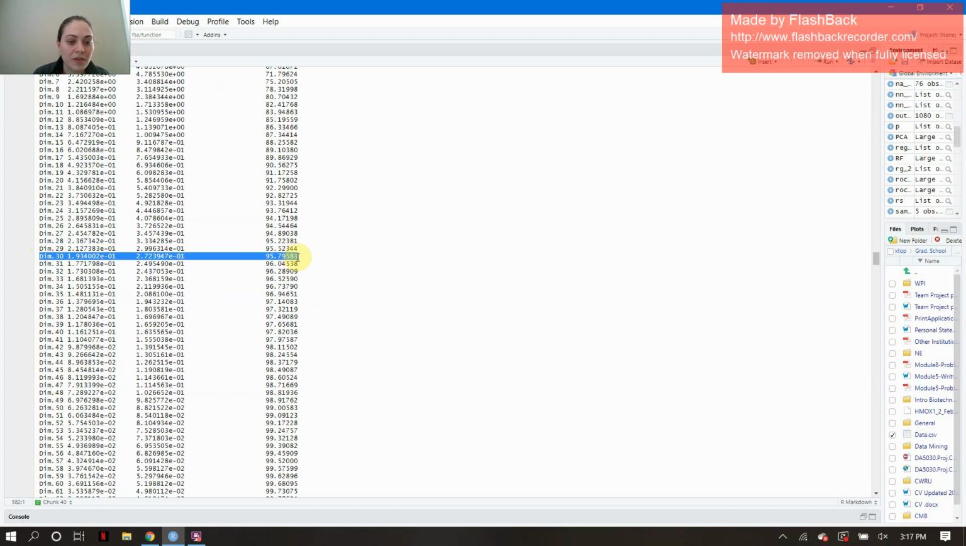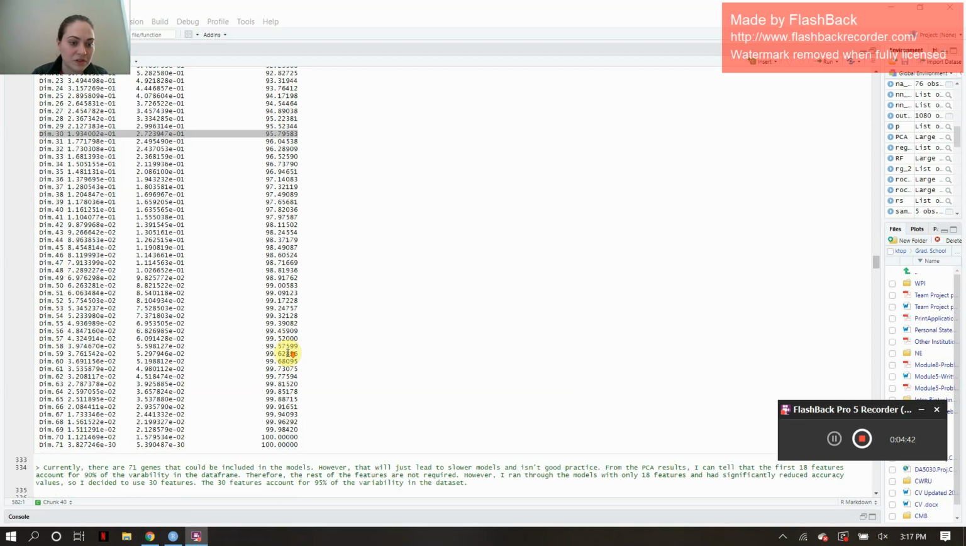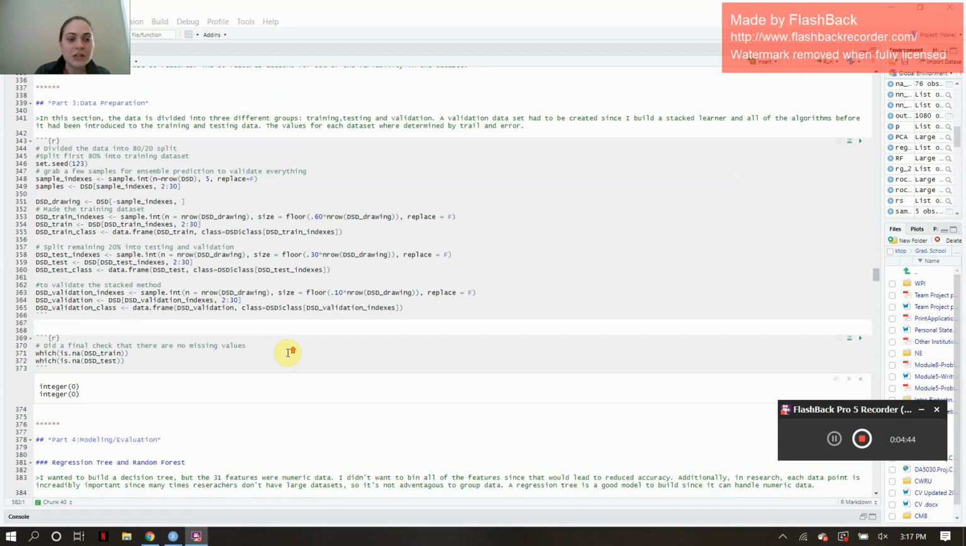So I ended up going with 30, which would be 95% of the variation in the data set, and I got much better results doing that. To prepare the data, I divided it into training, testing, and validation. I had to prepare a validation data set because I used a stacked learner at the end, and it's already been introduced to the training and testing data.